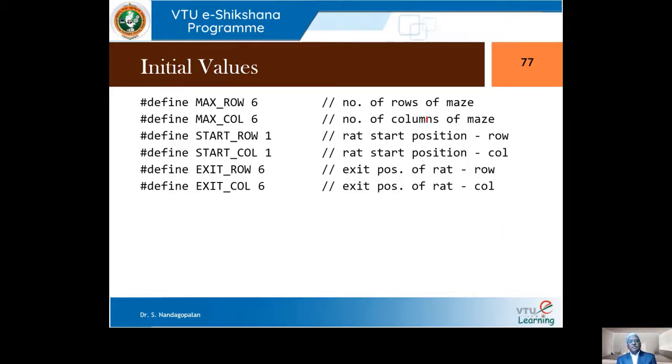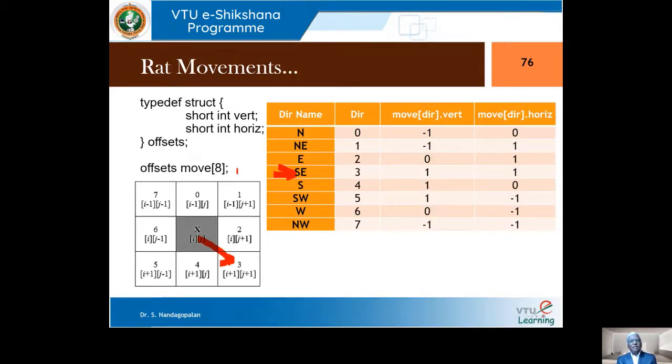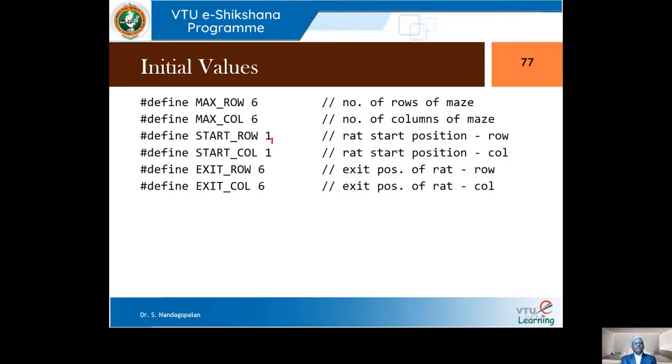These are the initial values: maximum number of rows, a 6 by 6 array. Here I think we have shown 3 by 3, but let's assume it is a 6 by 6 array. What is the starting position of the rat, row and column? Maybe 1, 1. And what is the exit? 6, 6. It could change; you can give these values differently, or you can read them from the keyboard as well. But we are just fixing these values, the starting and exit points and the size of the maze board.